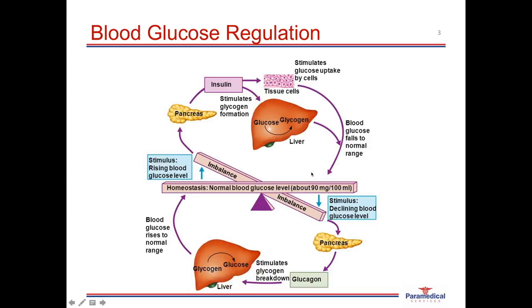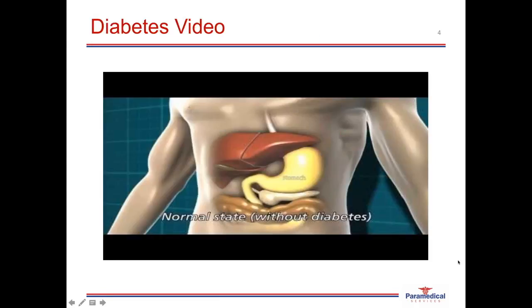Now, having a look at the opposite scenario, say somebody has skipped a meal, skipped lunch, and their blood glucose levels start to drop. The pancreas then releases glucagon. Glucagon stimulates the glycogen that's stored in the liver to break down to glucose, which is released into the bloodstream to increase the blood glucose levels to a normal range.